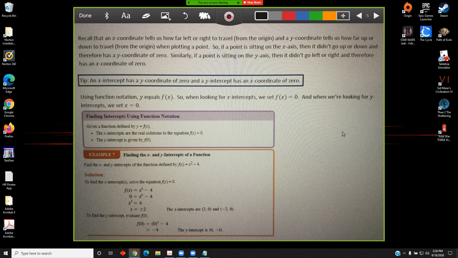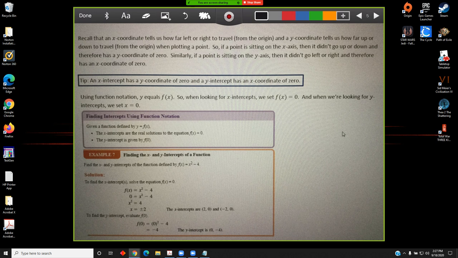Here is a purple box from your textbook. Finding intercepts using function notation. Given a function defined by y equals f of x, the x-intercepts are the real solutions to the equation f of x equals 0. Notice that we have replaced y with 0. The y-intercept is given by f of 0. Notice that in this case, we have replaced x with 0. To find an x-intercept, replace y with 0. For a y-intercept, replace x with 0.